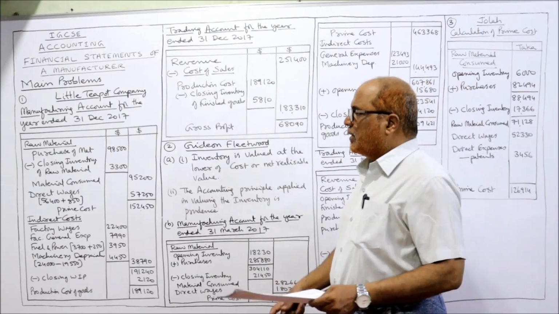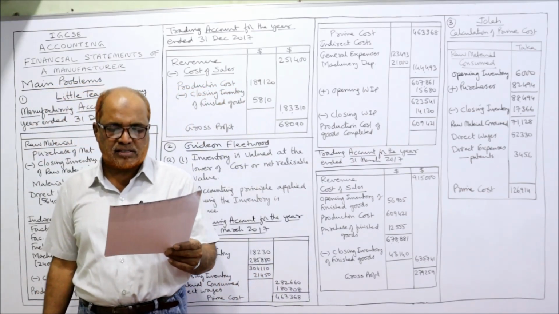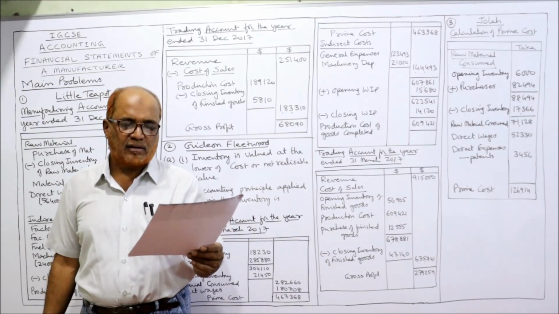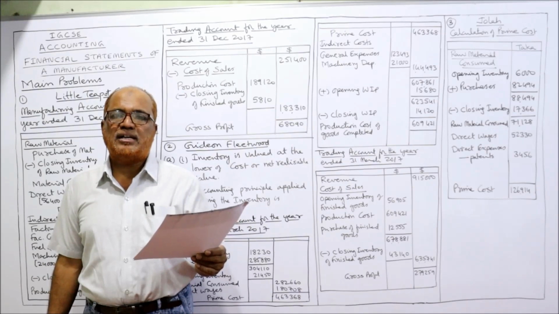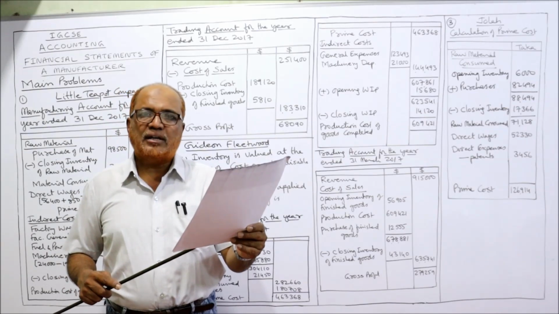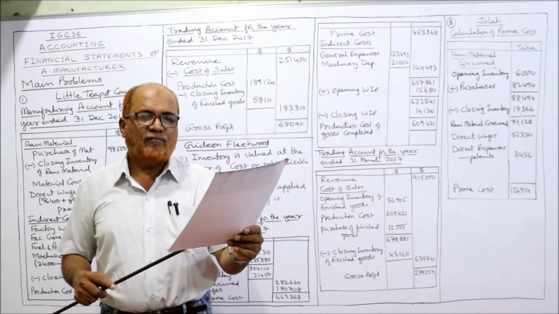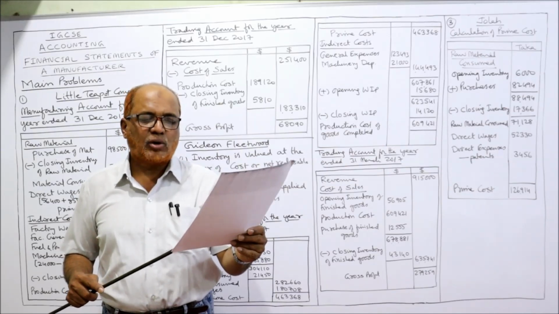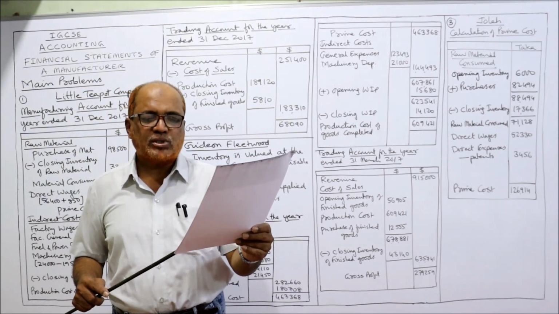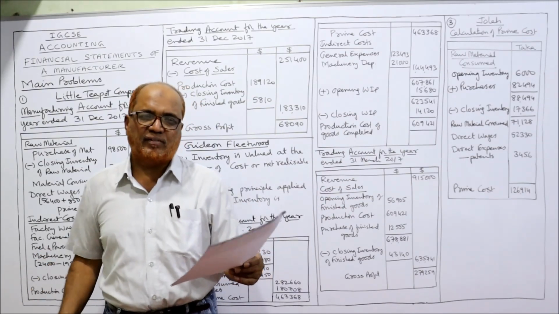Next problem. Problem number 2. Gideon Fleetwood is a manufacturer of plastic parts for motor vehicles. He provided the following information. 1/4/2016 is the beginning of the year and 31st March 2017 is the end of the year. The beginning of the year, end of the year values are given. Raw material, opening raw material 18,230, closing raw material 21,450. Work in progress, opening 15,680, closing 14,120. And opening finished goods 56,905, closing 43,140. The opening and closing values of all three types of inventories are given.